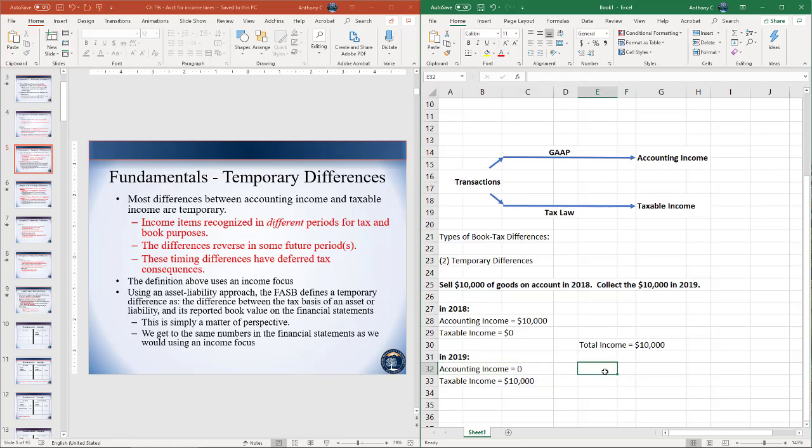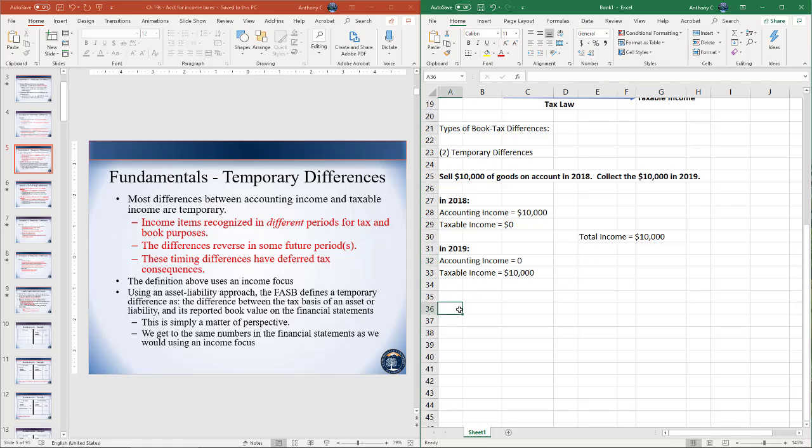So to summarize this, if we just focus on temporary differences, all transactions will be included in both accounting income and taxable income at some point. It just depends on when. However, over the life of a company, taxable income would ultimately equal accounting income. Again, we're making the assumption here of no permanent differences. The timing differences between taxable income and accounting income lead to what we call deferred tax consequences.